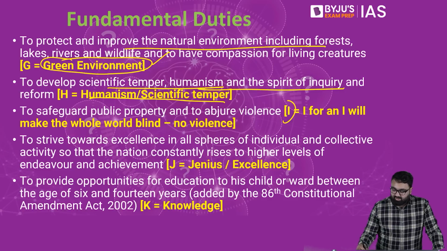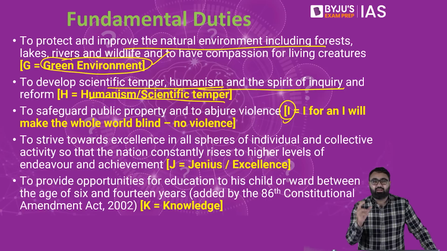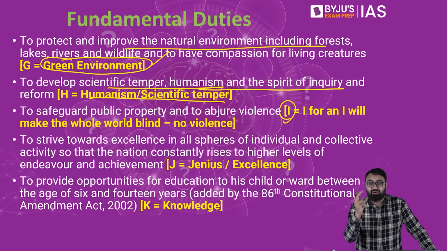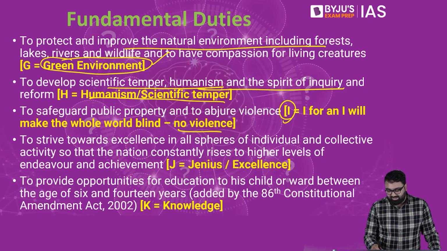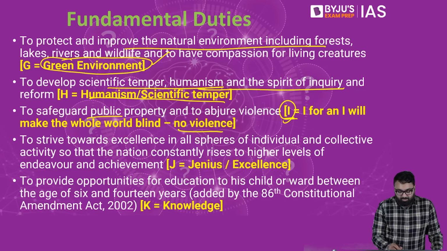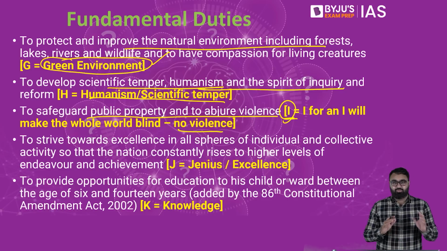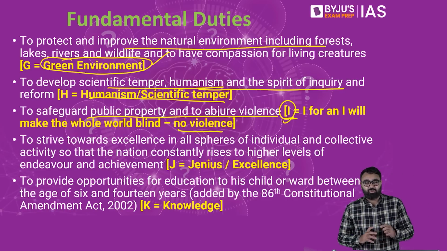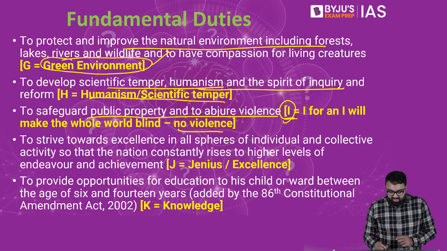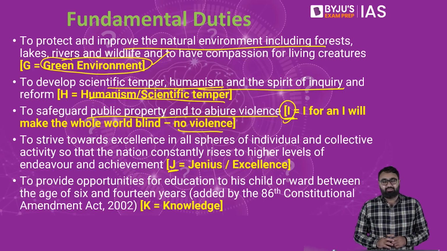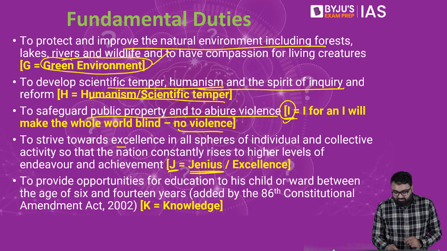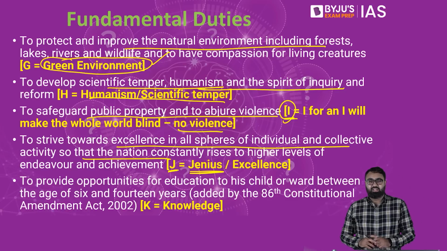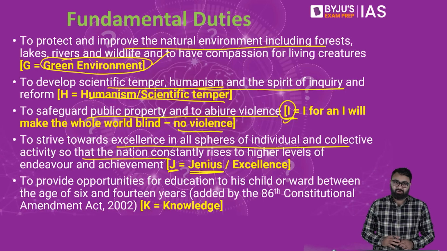Next, I. What is the most famous statement with regards to the letter I? An eye for an eye would make the whole world blind. Means no violence. So I means to safeguard public property and to abjure violence. To make sure that you don't take up violence and you reject the idea of violence. After I comes J. Sorry for the spelling mistake, but this is intentional. J for genius. Means you should strive for excellence in all spheres of individual and collective activity so that the nation becomes better and rises in the times to come.